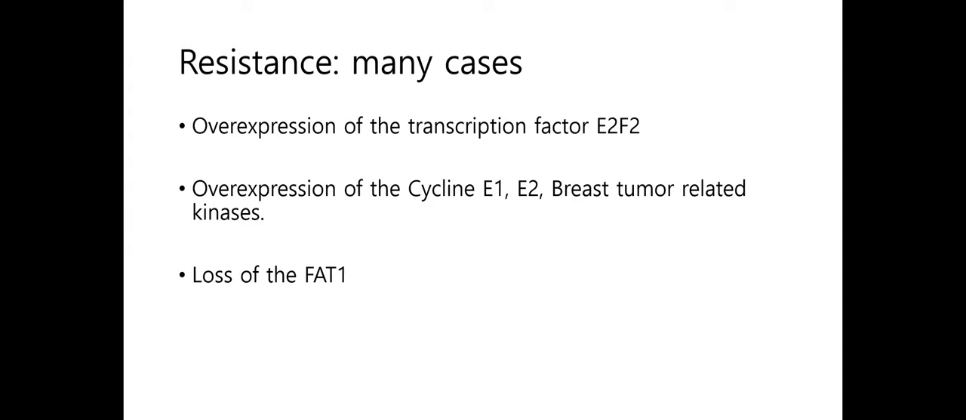These are also proteins that act at the restriction point, like CDK4/6 and cyclin D. So if CDK4/6 are inhibited, but there are many cyclin E1 and E2, the cell can move out from G1 and go into S phase. And also loss of FAT1, which will be explained later too.